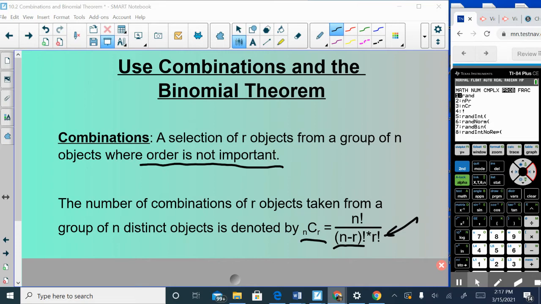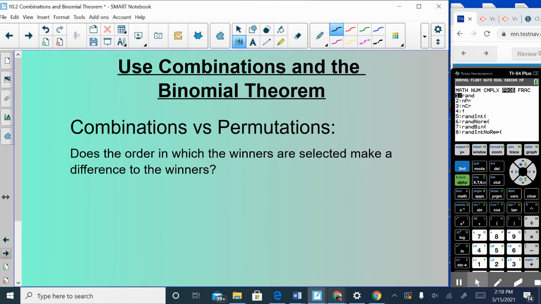So that brings us to combinations versus permutations. In the quizzes and tests, I'm going to ask you something like, how many ways can we select the winners of a certain situation? And it's going to be up to you to decide if that's a combinations or permutations situation, and then come up with the answer by using your calculator, the answer that corresponds to whatever situation it is. So it's going to be very important for you to decide if it's a combinations or a permutations problem.